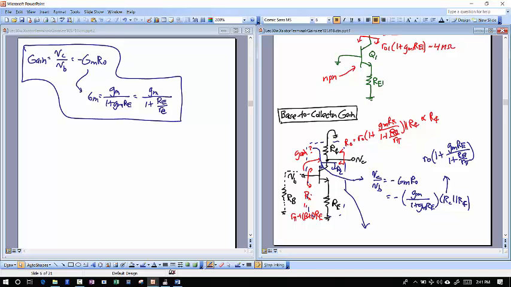We have two other gains to get. Right? Because I can go from base to collector, I can also go from base to emitter. If I took my output on the emitter, I want that gain. So let's get that now.